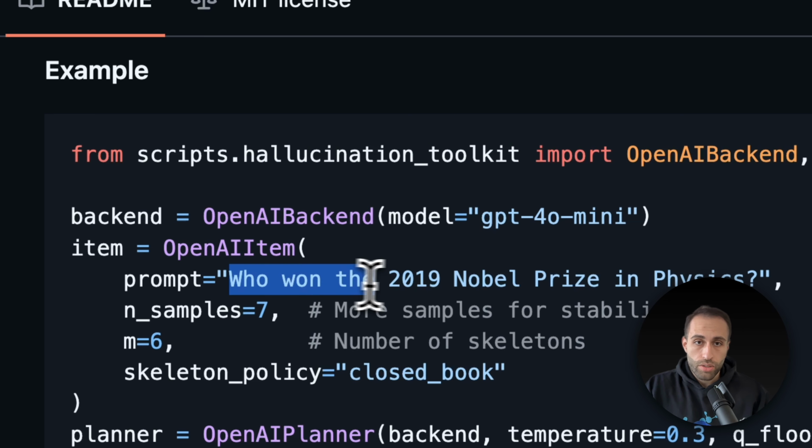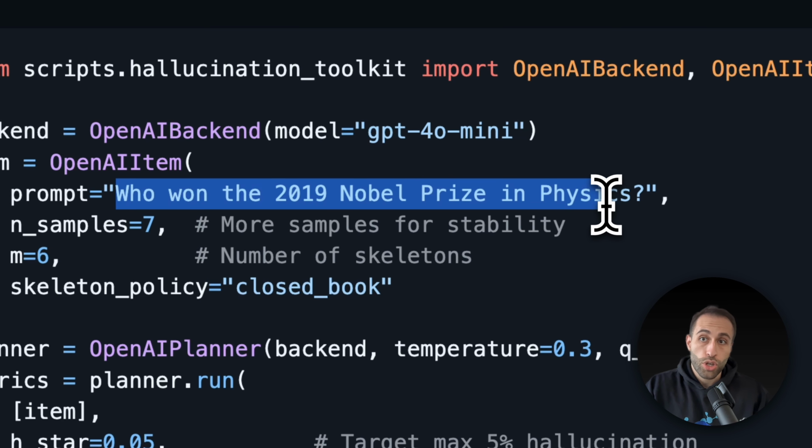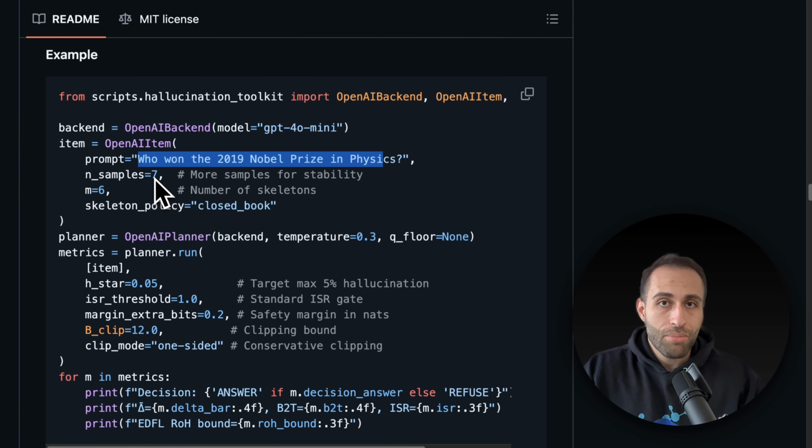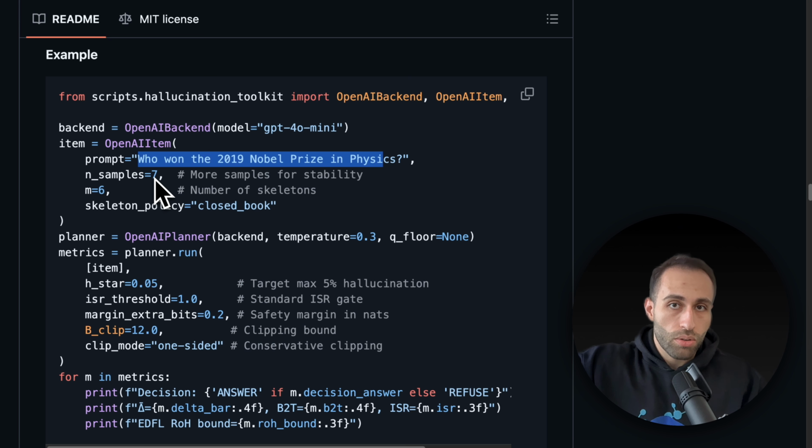First of all, the prompt that you want to ask, for which you're expecting hallucination or not in the answer. Number of samples, here 7, that means how many times each skeleton, or all these variants of the prompts, will go to the AI model. The more the better, because it does the average, so it's going to generate more stability.